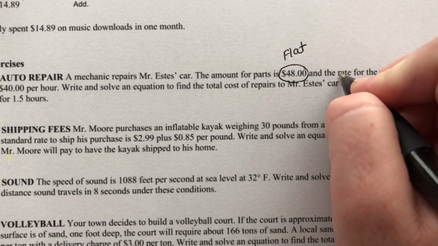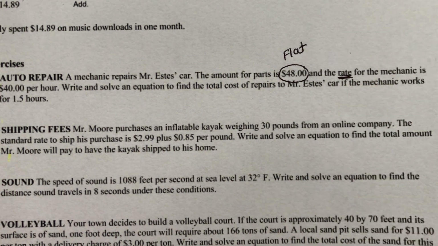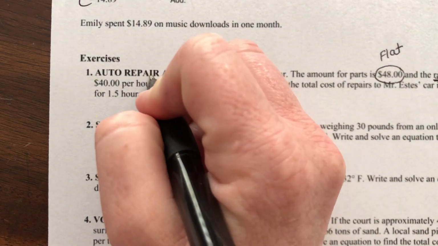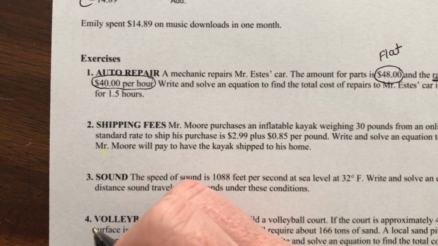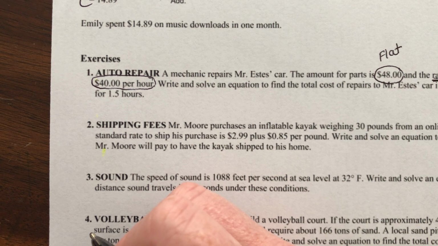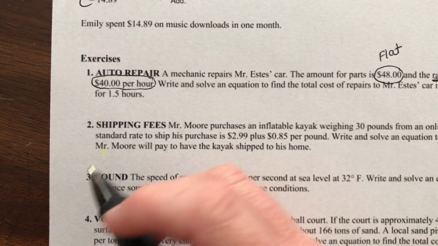And the rate, anytime you see a rate, you know there's going to be a variable, for the mechanic, for his work, is $40 per hour. So for each hour he works, he charges an additional $40. It's not just $40 for the day, right? If he works on it for 1 hour, that's $40. 2 hours, that's $80. 3 hours, that's $120. Depends on how many hours he works.